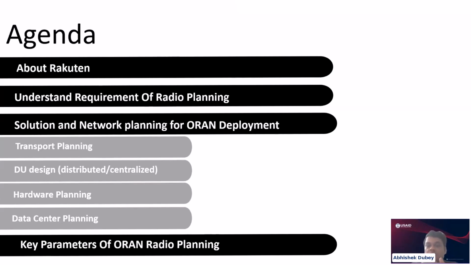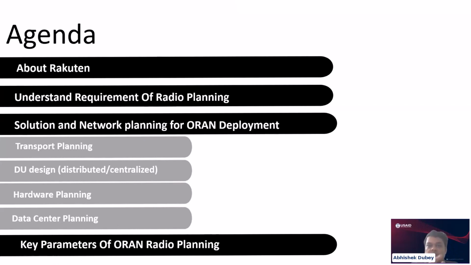All the DU or all the workload needs to be instantiated on underlying hardware. So we are going to see which hardware we are going to plan for Open RAN, and where we are going to put that hardware. Those hardware you need to put in a data center, right?